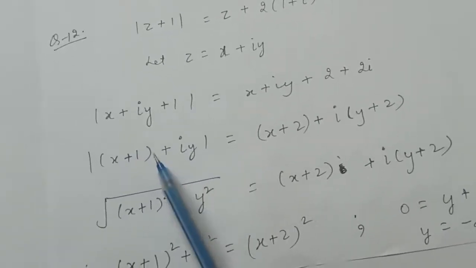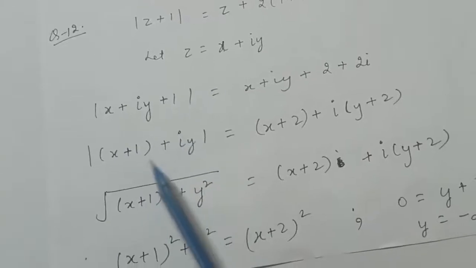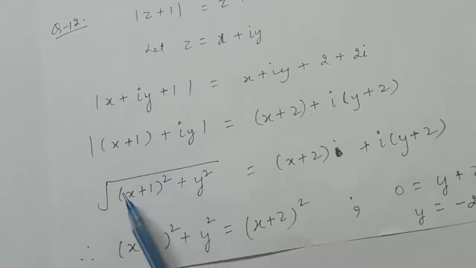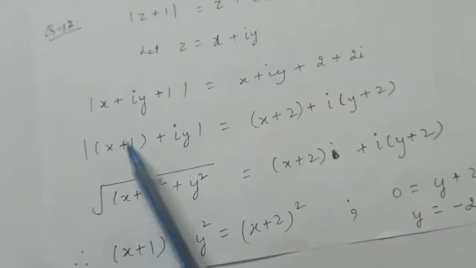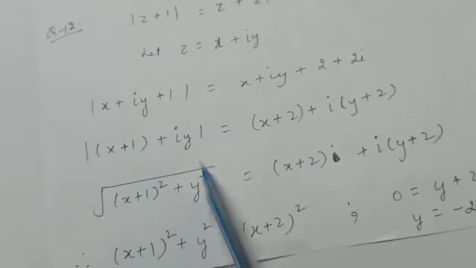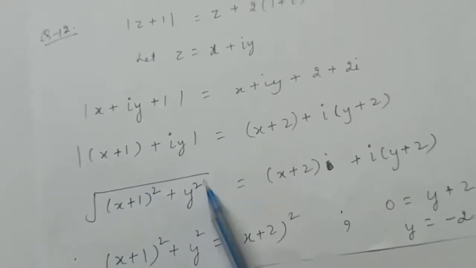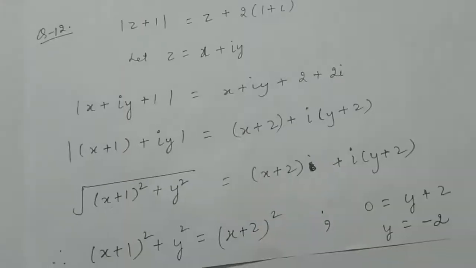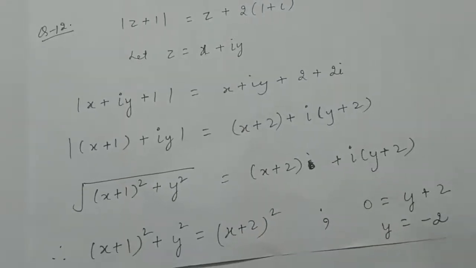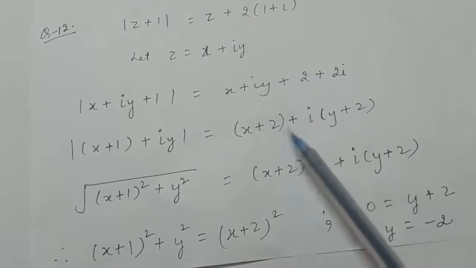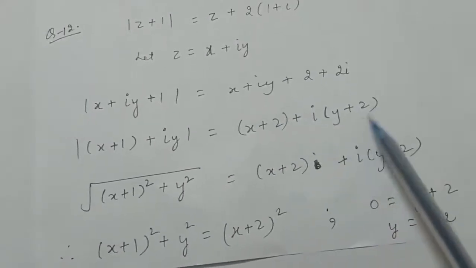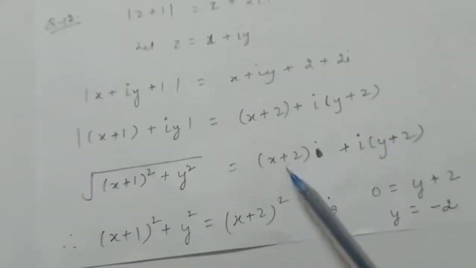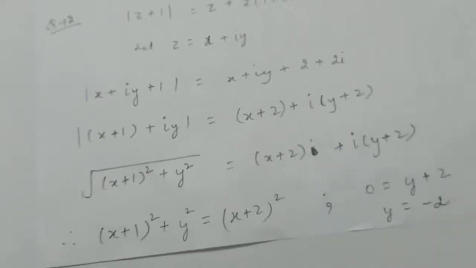Why have I done this? Because modulus of a complex number is root of real part square, which is this, plus imaginary part square, which is y, so y square. And also on the right hand side, take the real part together and imaginary part together. So it will be x plus 2 plus iota y plus 2. Right? Same as it is here.